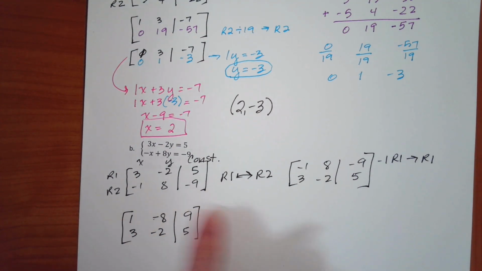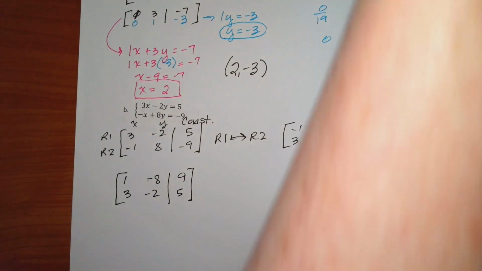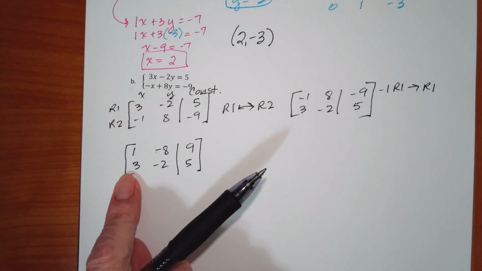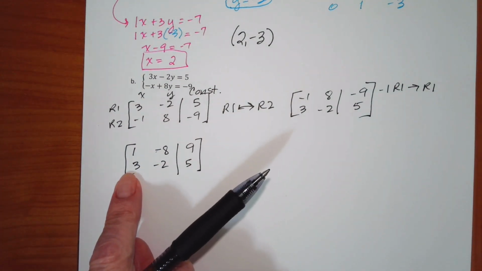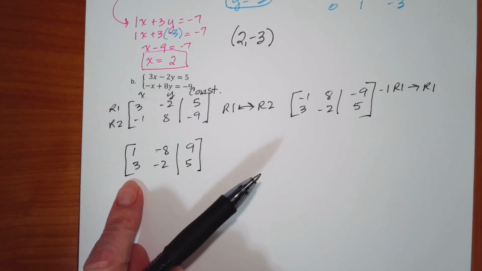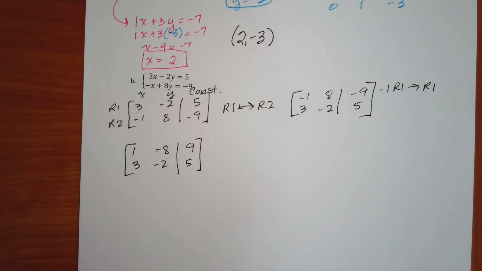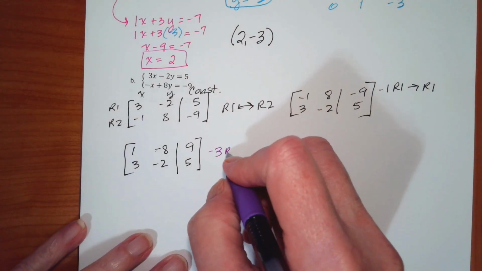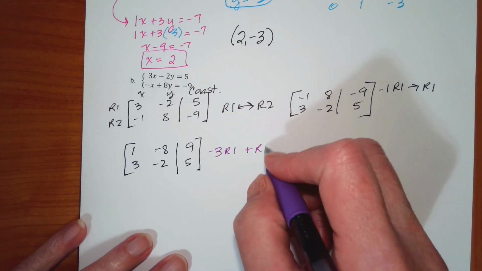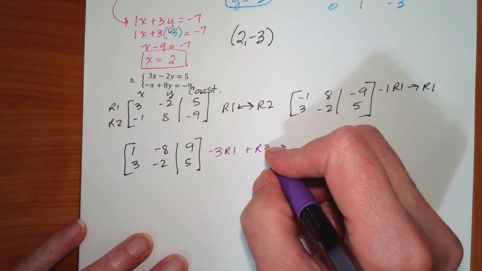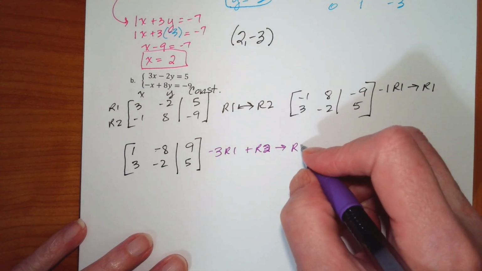Okay, so I'm done with row 1. That will be the same in all of the matrices down the line. All right, so I want to get rid of this 3. So let's see what I can do with that. If I multiply this times -3 and add it to 3, then I'm good. So what I'm going to do here is take -3 R1 plus R2 and put that into R2.